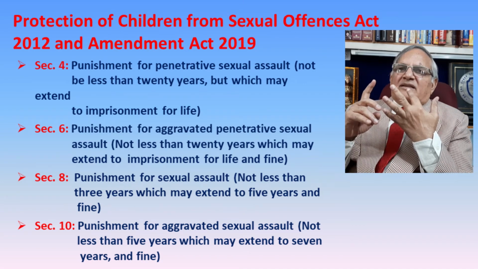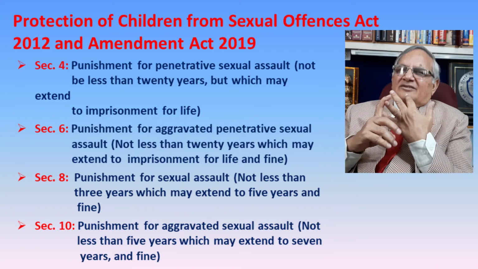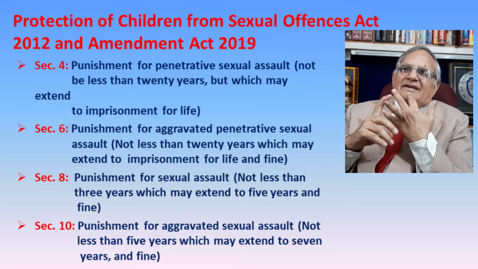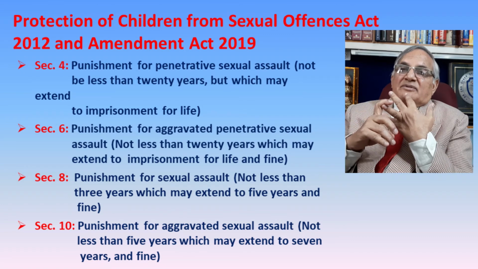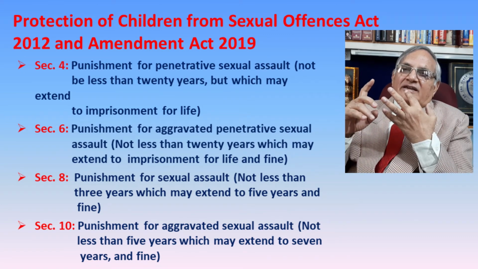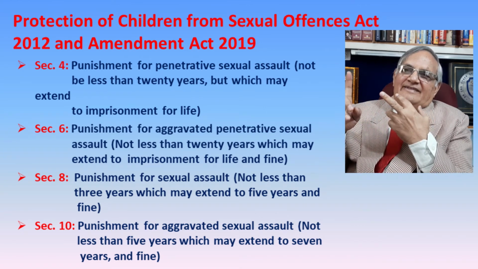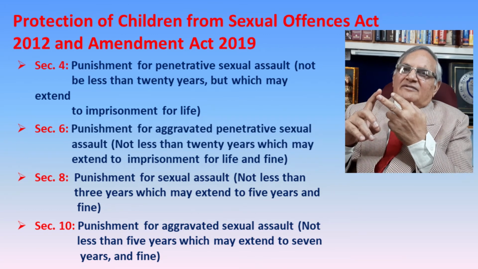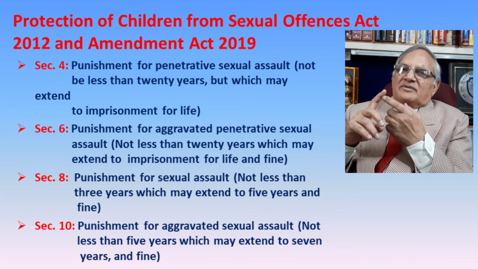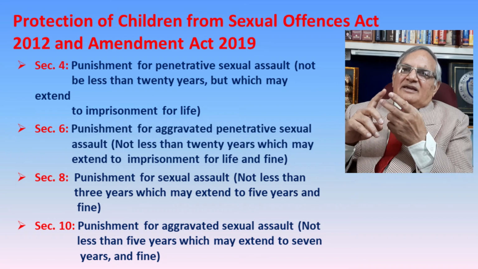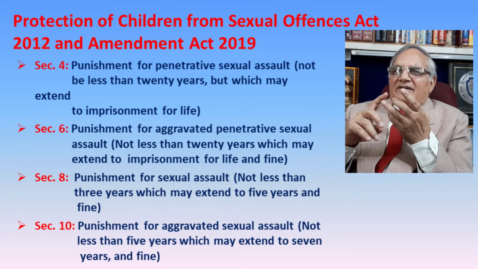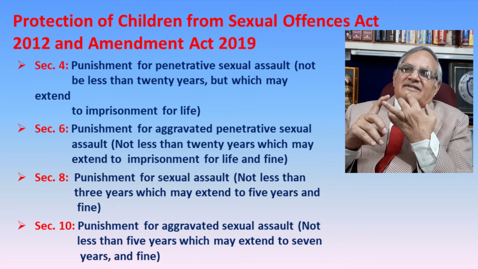So this is the punishment for penetrative sexual assault, not less than 20 years, but which may extend to imprisonment for life. It says whoever commits penetrative sexual assault on a child below 16 years of age, here the age given is 16 years, shall be punished with imprisonment for a term which shall not be less than 20 years, but which may extend to imprisonment for life, which shall mean imprisonment for the remainder of natural life of that person, and shall also be liable to fine.